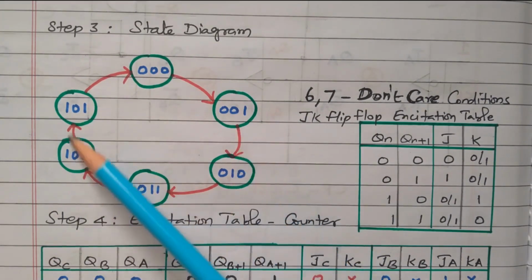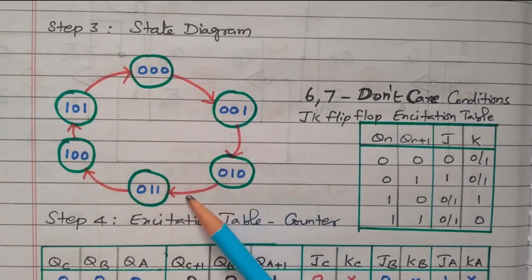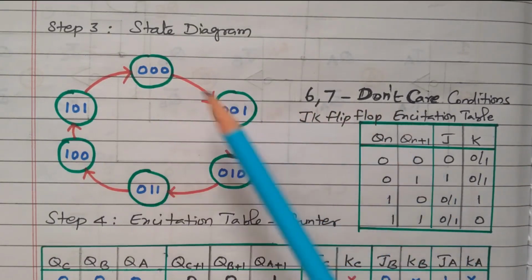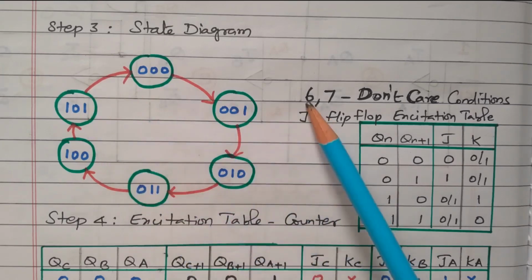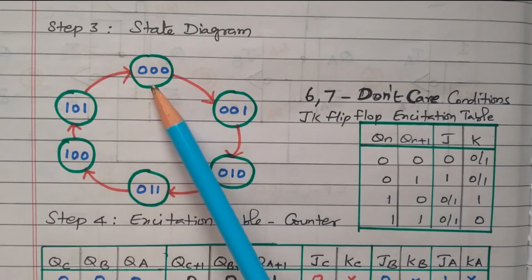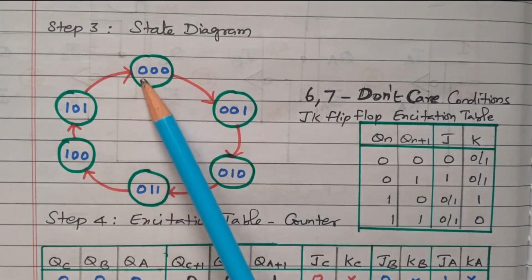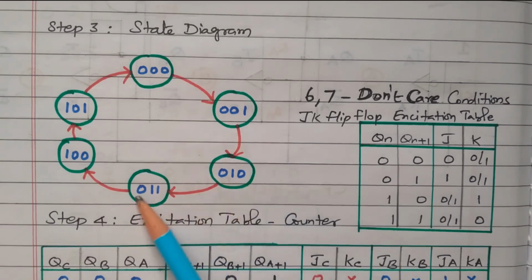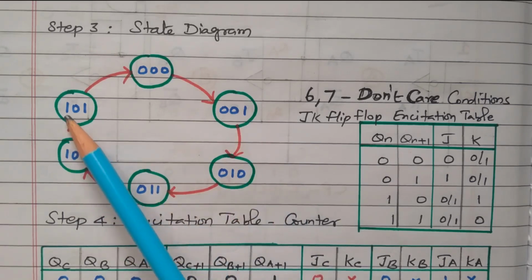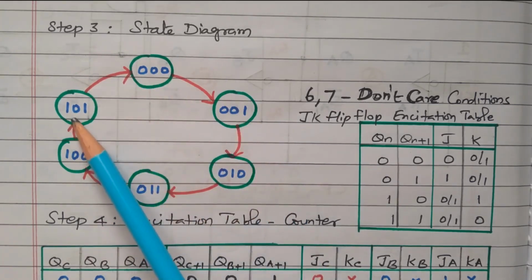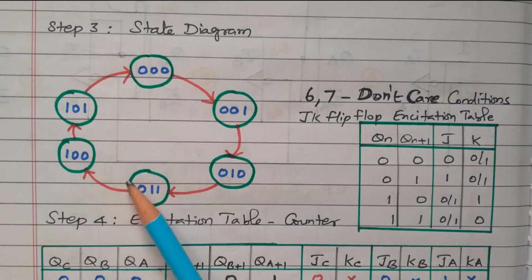That is nothing but a 3-bit binary number, a combination of 8. In that, 6 states are available. The 6 and 7 are the don't care conditions. Here 0 to 5 are available, and 6 and 7 are don't care conditions, right? So how does it change? It's a normal 3-bit binary number: 000, 001, 010, 011, 100, 101, right? So there are 6 states available. Again 101 changes to 000, right?